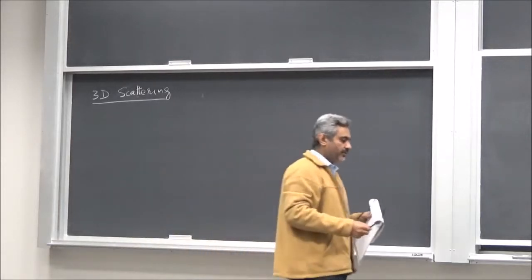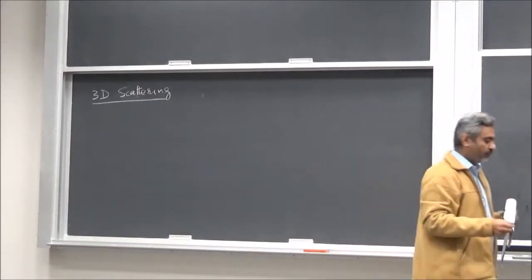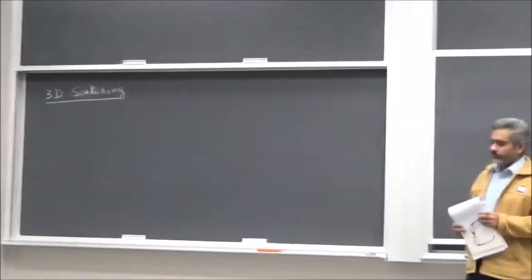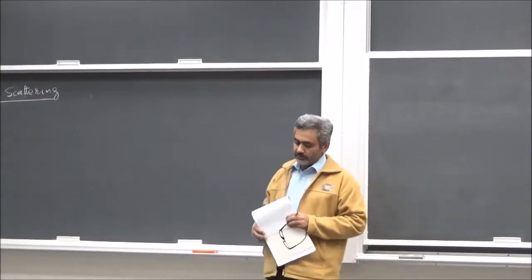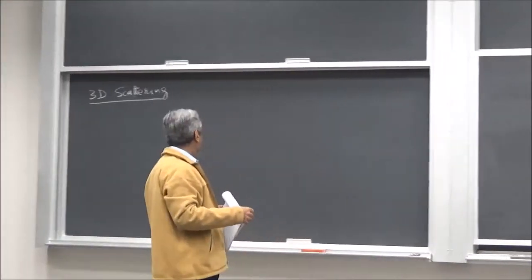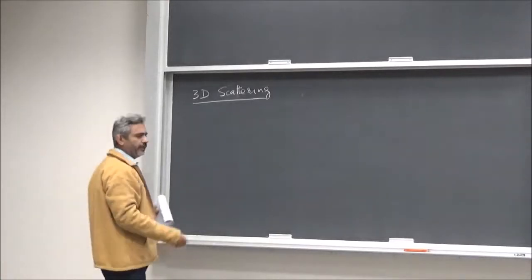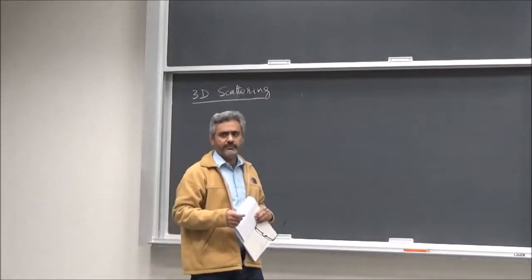We've done one-dimensional, both classical and quantum scattering. We started with classical scattering, discussed that, and found the differences between the classical and quantum pictures of scattering. So let's start with classical 3D scattering. So what happens in classical 3D scattering?